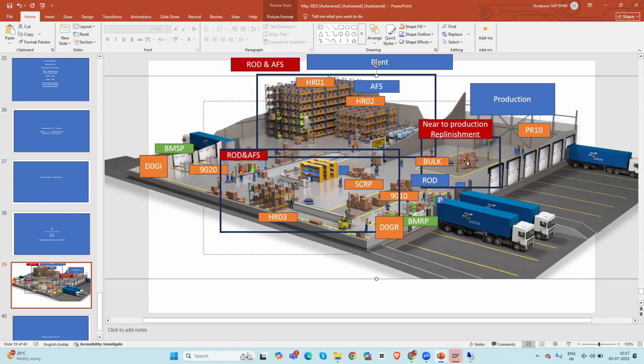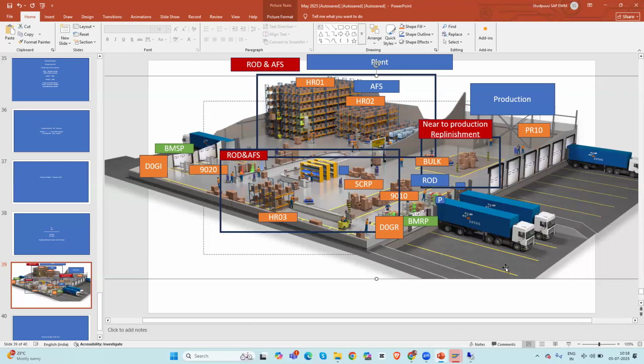So for all the destination locations, HR01, HR02, HR03, bulk and scrap, what will be the storage type role for these five? Standard only, because if you observe the behavior, it is the same. You store the stock directly there. There is no exception.